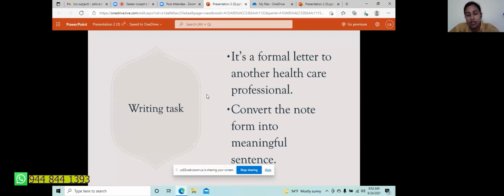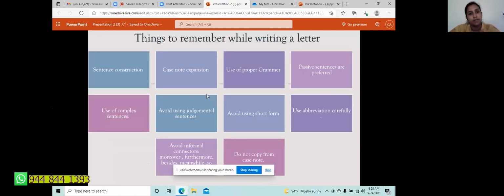You can use the abbreviations. For example, you cannot use connectives like moreover and furthermore, because these were used previously, but now they are banned. Nowadays we are using consequently, therefore, but, like that we can use. We will deal with that in the discussion part.